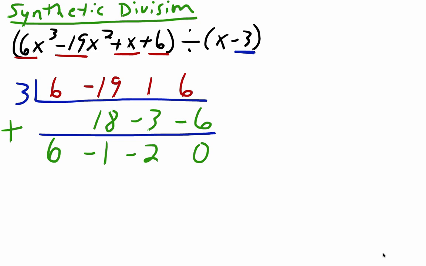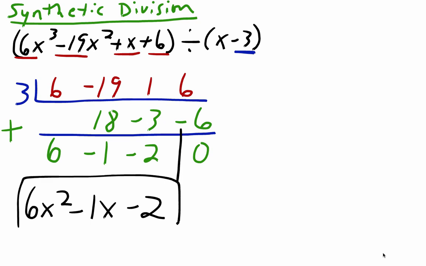The last term is always going to be your remainder, so I'm going to put a line there. That just represents my remainder. So you can see my remainder is 0, just like on the previous page, it was also 0 there. So now I'm going to write my answer in polynomial form, and it always starts with the exponent one less than the exponent of the original problem. So my exponent of the original problem was x cubed, so this is going to start with x squared. So I have 6x squared minus 1x minus 2.